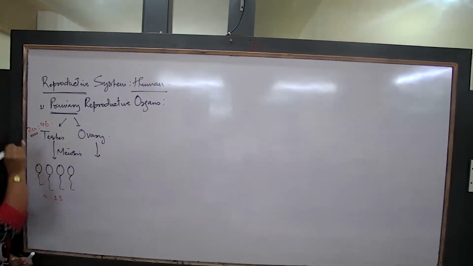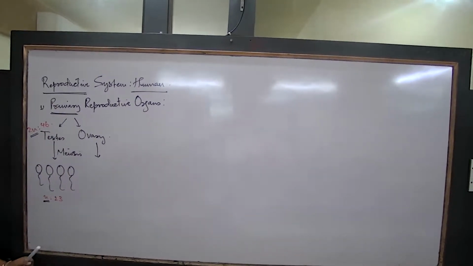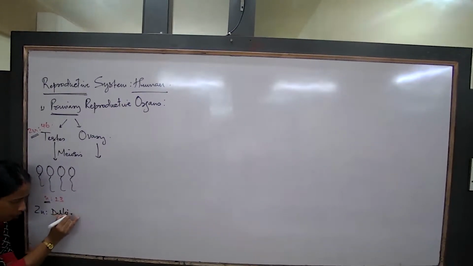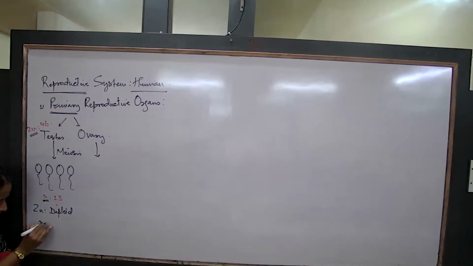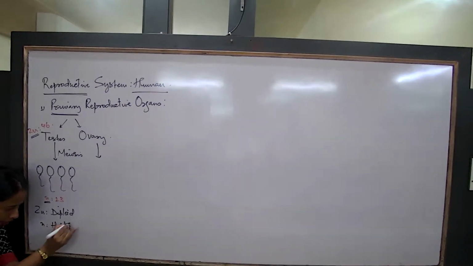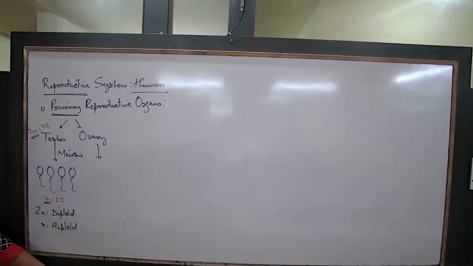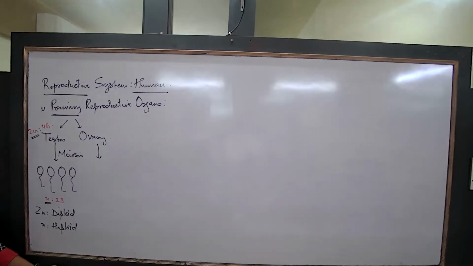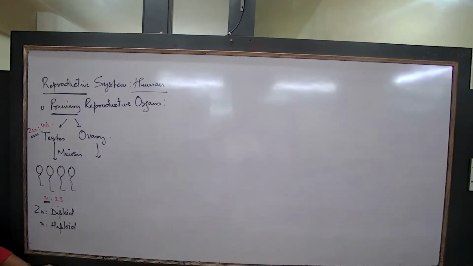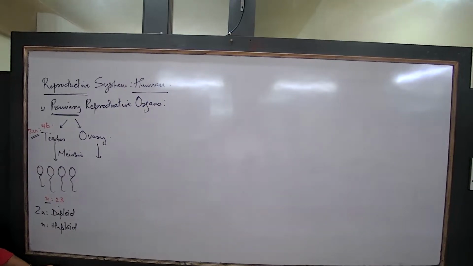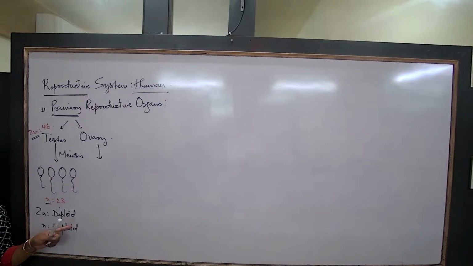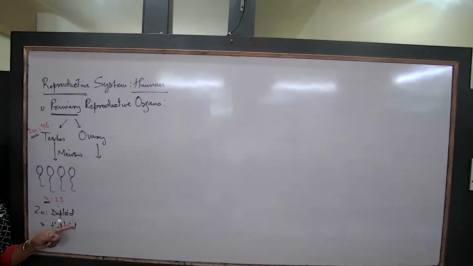What is the meaning of this notation that I write? 2n and n. 2n refers to the diploid number of chromosomes and n refers to the haploid number of chromosomes. What is the meaning of diploid and haploid? Diploid means the complete total number of chromosomes that the organism has in its cells. For us it is 46. Other organisms have different numbers. What is the meaning of this word, diploid number? We generally say the diploid number of testes is 46.